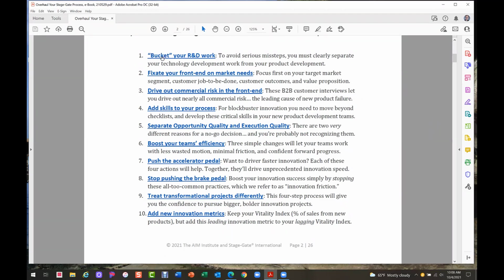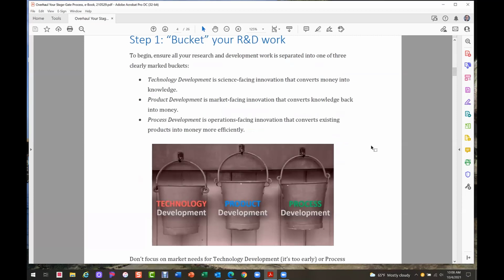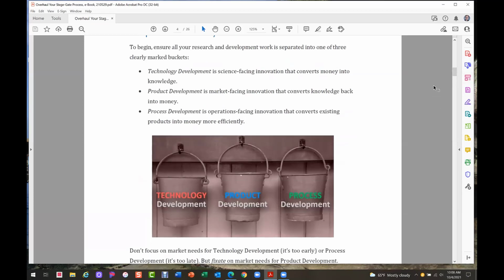So the first one is to bucket your R&D work. You might think, well, that doesn't have much to do with stage gate, Dan. But what we're saying is you ought to take all of your R&D and put it in one of three buckets. Either it's technology development, science facing, takes money and converts it into knowledge. Product development, that's market facing, takes the knowledge and turns it back into money. Or process development, which is operations facing. And that just helps us convert products into money more efficiently.